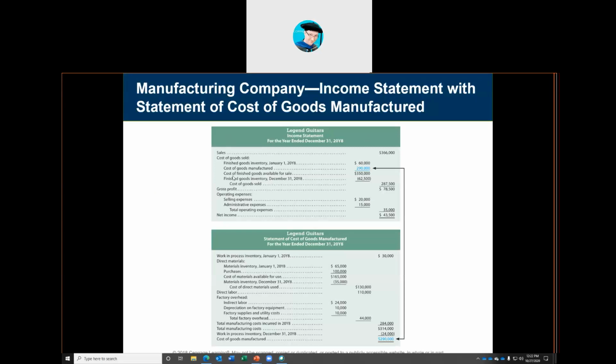Sales minus your cost of goods sold. Cost of goods sold is made up of finished goods inventory at the beginning of the period, plus our cost of goods manufactured equals cost of finished goods available for sale, minus finished goods at the ending inventory, equals cost of goods sold. Sales minus cost of goods sold equals gross profit, minus your operating expenses, equals net income.